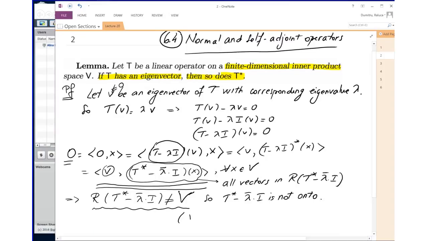So I'm going to just write it like this. We checked before that the orthogonal complement of V is just the zero vector. Pretty much what this identity says here is that this vector, little v, is in the orthogonal complement of the range. It's perpendicular to anything in the range, and that's why the range cannot be V.